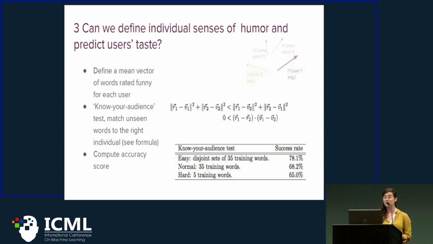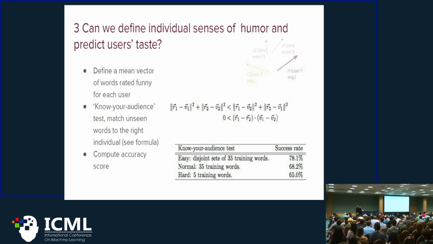And number 3, we did a know your audience test, we called it, and we took 2 individuals using these average vectors that we described, and we tried to match them to new words with a holdout set, and see if we can do this matching successfully.